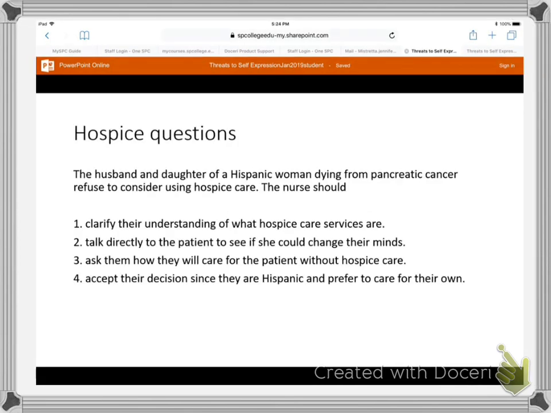All right, so I've got a couple of questions for you. The husband and daughter of a Hispanic woman dying from pancreatic cancer refused to consider using hospice care. So what should you do? Can you guys see all that all the way back there?